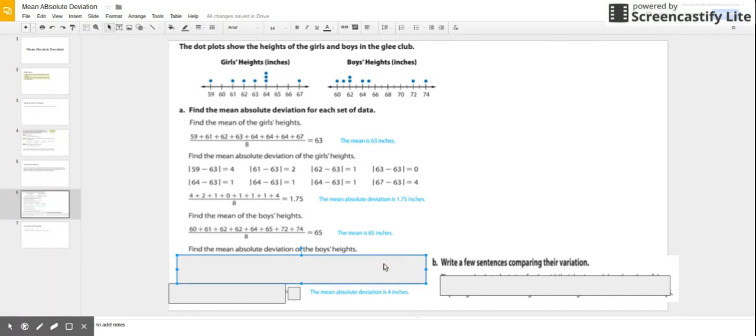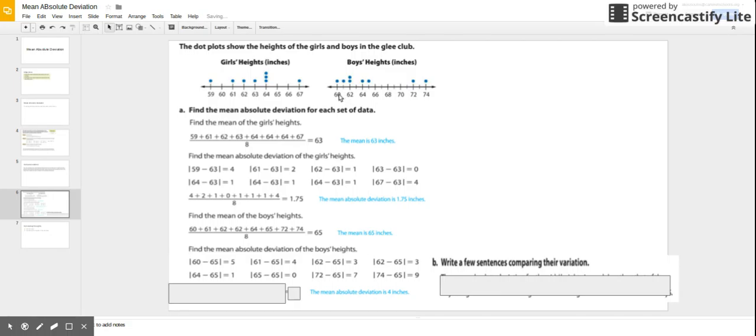The mean absolute deviation. Okay, how far away is 60 from your mean, 65? 5. How far away is 61 from your mean, 65? 4. How far away is 62 from your mean, 65? 3. Okay, and you just do that for each of the boys, I should say, right?